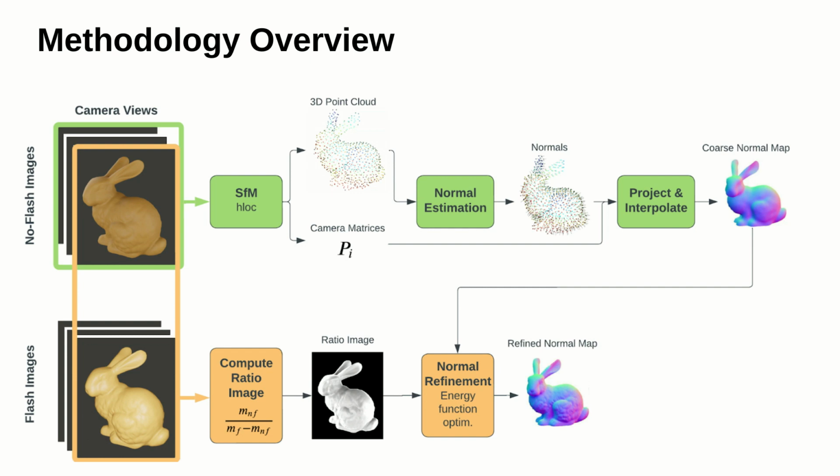The core idea of normal refinement is to first compute a ratio image, which is the ratio of the no-flash image to the flash-only image, and then combine the ratio image and the image formation model to formulate a shading constraint. We use this shading constraint as part of our energy function of the normal vector for each pixel, and then we optimize this normal function to get the refined normals.